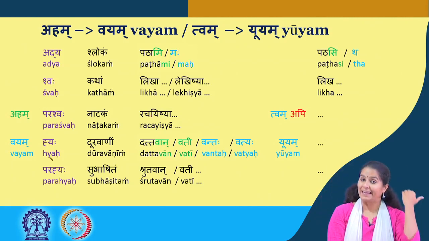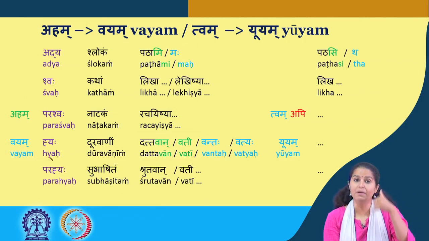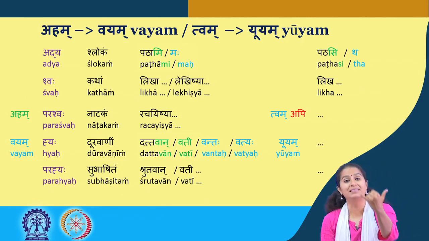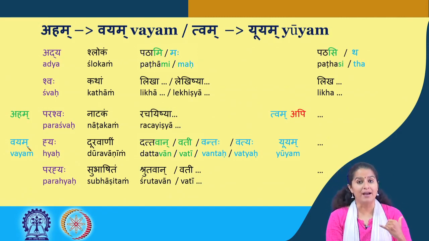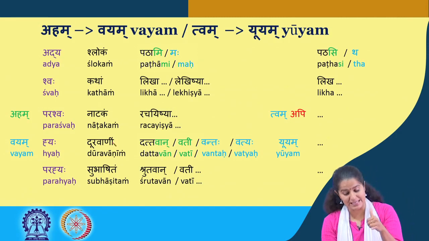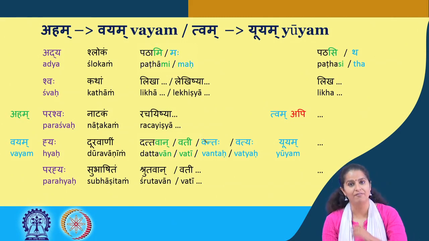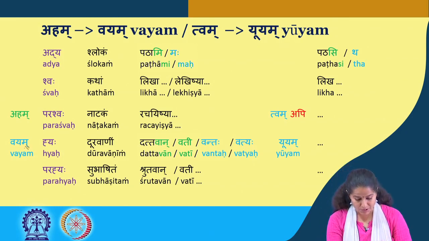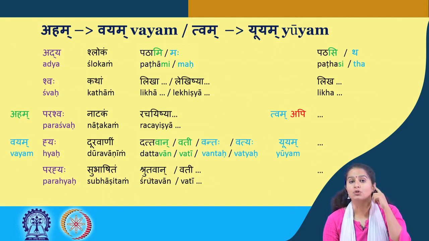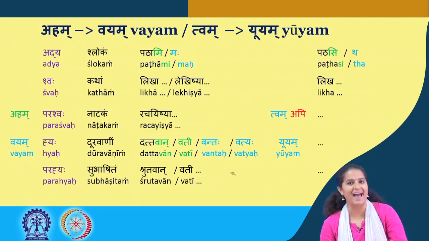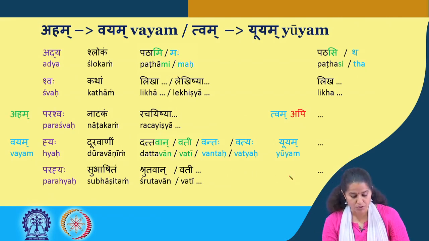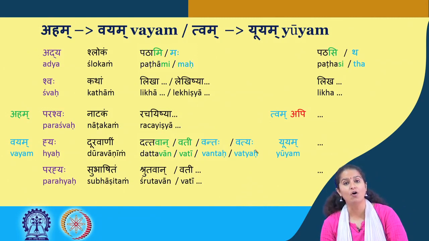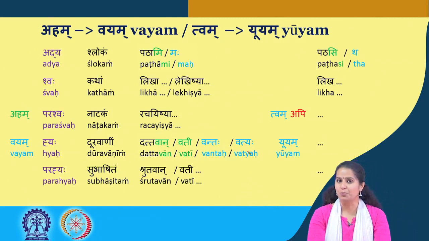Next, aham hyaha दूरवाणीम दत्तवान or दत्तवती. Plural. Vayam ह्यः दूरवाणीम दत्तवन्तः. We gave it. Or dattavatyah if it is the feminine. Moving to the last one. Aham parahyah subhashitam shrutavan or shrutavati, and I've left the plural for you to figure out. Vayam parahyah subhashitam shrutavantah or shrutavatyah. Uttamam. So that's one part of the story.